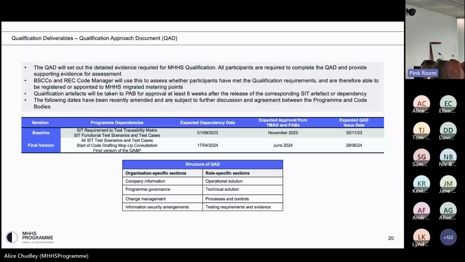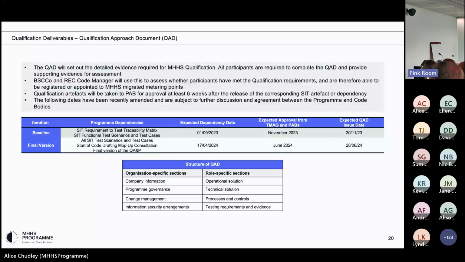You will only need to complete the sections which you are qualified for and that you want to be MHHS qualified for. And those will look at areas such as the operational solution, the technical solution, the processes and controls you've got in place to meet your various code requirements, and the testing requirements, how you've met them and the evidence around it.